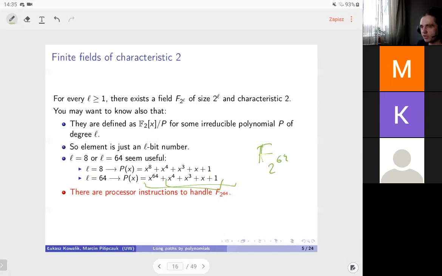So this is not something totally unimaginable. This is something that you can actually implement, and we will implement it and test how these things work. So this isn't something scary. Okay, but let's go back to the theory and depart from these scary assembler instructions.